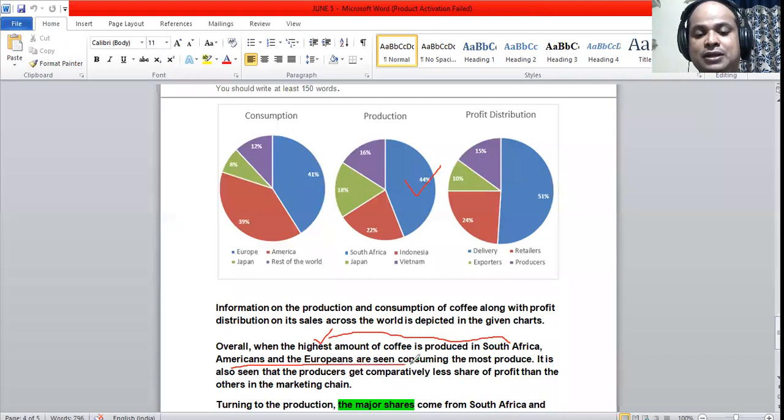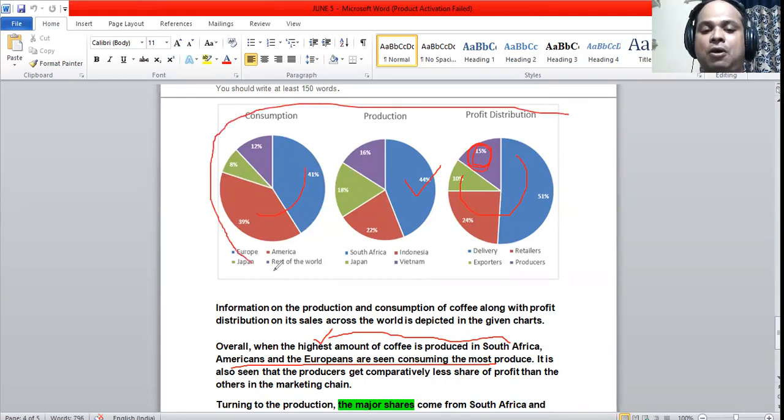Americans and Europeans are seen consuming the most produce. It is also seen that the producers are getting comparatively less share of profit than the others in the marketing share. So they are getting comparatively less amount of profit share compared to others. So this is the overview of this particular picture, a clear-cut overview.